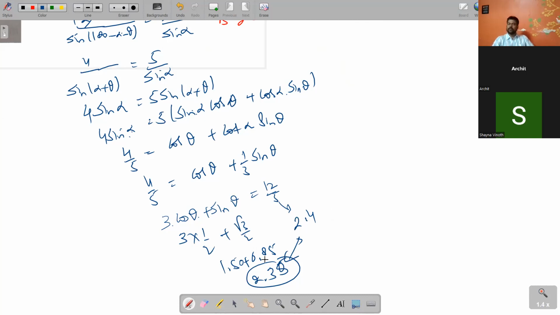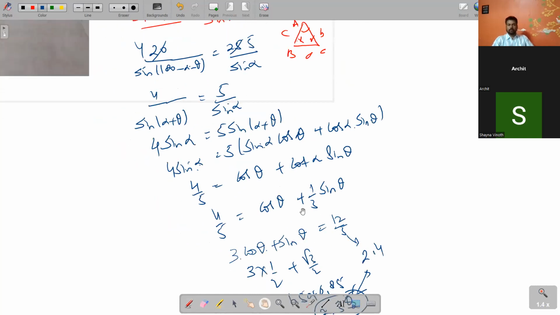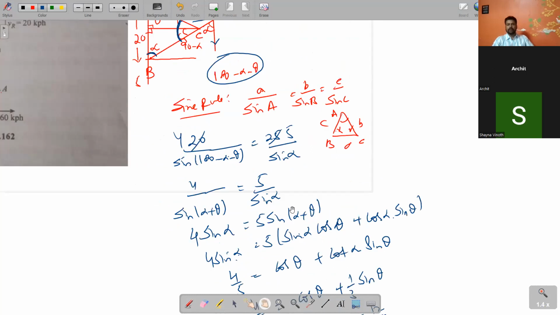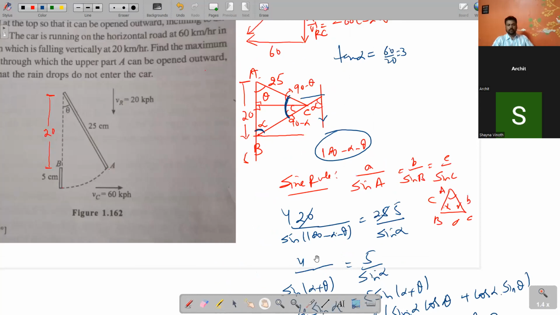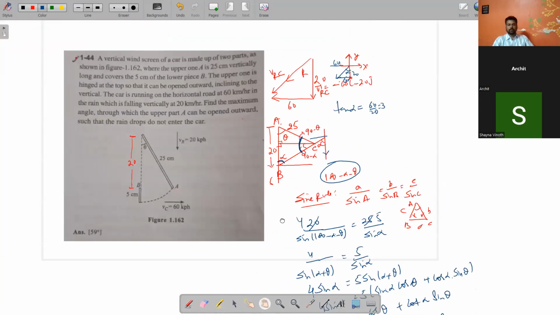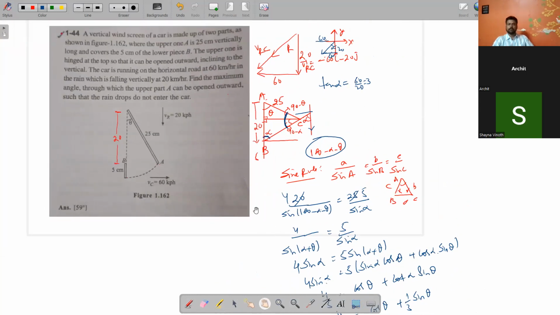If data was good, we could have applied the trigonometry and found the correct value. But in this case, we cannot find. So that's how we can do. But did you understand the concept of this question? Yes, sir. Note that.